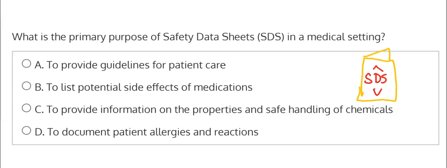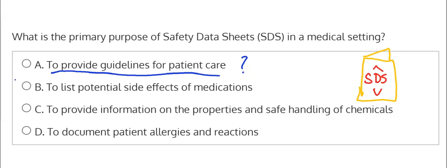So option A is to provide guidelines for patient care, and this is a very general type of answer. I mean, this could potentially involve a patient if the materials being discussed in the SDS was something that they came in contact with, but it doesn't seem really that likely. So we could consider it, but it's probably not the correct choice. Option B says to list potential side effects for medications, and that's not correct.